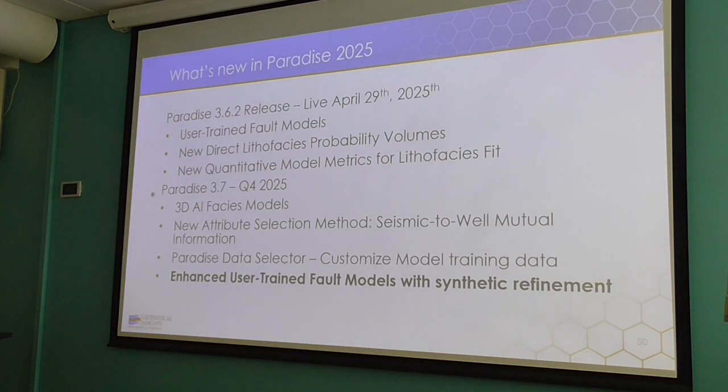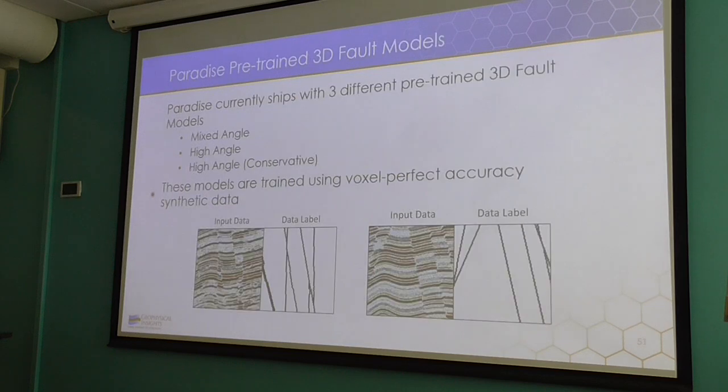The last thing coming in 2025 is user-enhanced synthetic fault models. I've shown you that Paradise ships with 3 pre-trained models: mixed angle, high angle, and conservative, that we build with synthetic data with voxel-perfect accuracy. We know exactly where the faults are, we put them there, and we train on that.